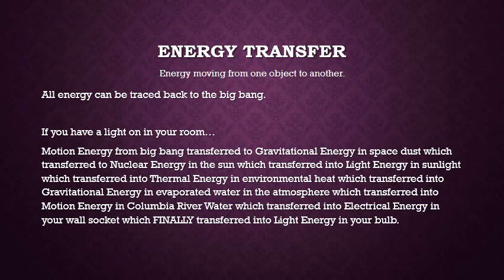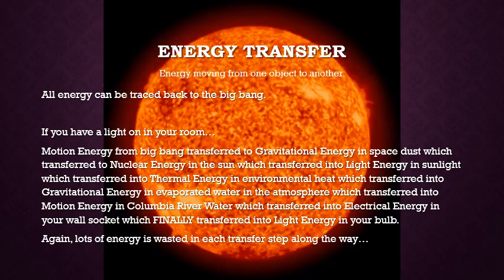So for example, if you have a light on in your room right now, the motion energy from the Big Bang, when that tiny singularity exploded, it had a bunch of movement energy, and that turned into gravitational energy because the space dust got further apart and then it started trying to attract little other pieces of space dust. And when those pieces of space dust attracted, they eventually attracted enough that they turned into this really dense ball of chemicals called the sun. And so they had nuclear energy because then they got squished together so tight by their gravitational energy. Then over time, that nuclear energy explodes out of the sun and is transferred into light energy in the sunlight.